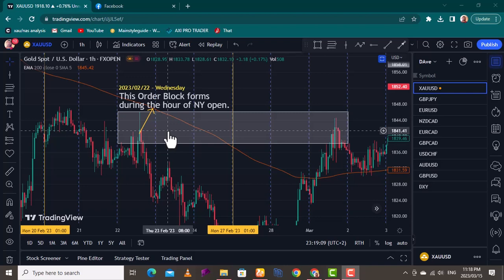So when I say the first hour, it also means that you can find an order block within the hourly time frame, looking at the 30-minute time frame and the 15-minute time frame.